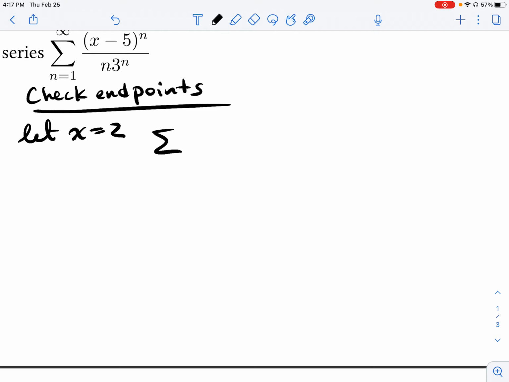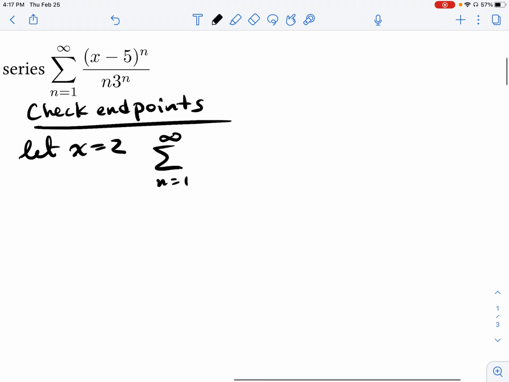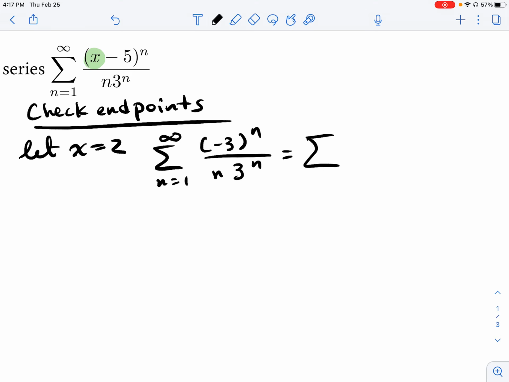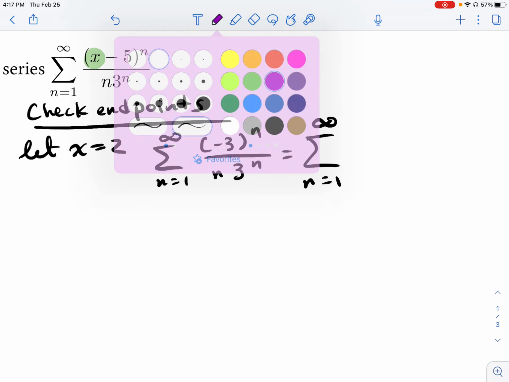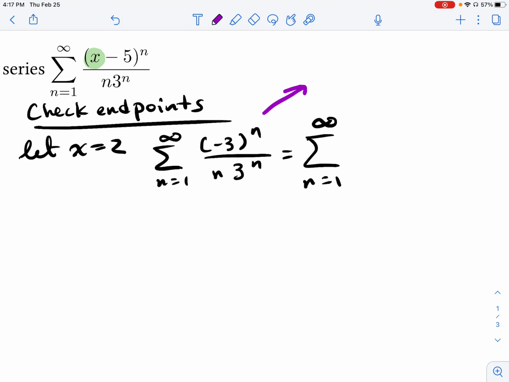So when x is equal to 2, let's start setting up the series first. What we're doing here is we're going to plug 2 in for our x value. When I plug 2 in for my x, what do I have? I have -3, so 2 minus 5 is -3 to the n, over n times 3 to the n. And to help me simplify here, I'm going to rewrite this. -3 to the n can be rewritten as -1 to the n times 3 to the n.